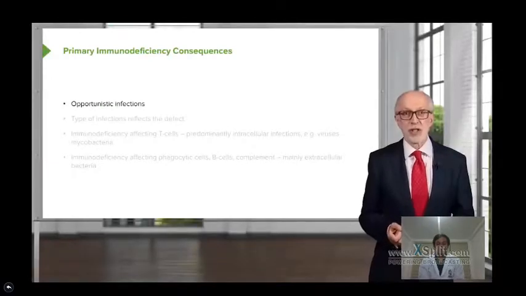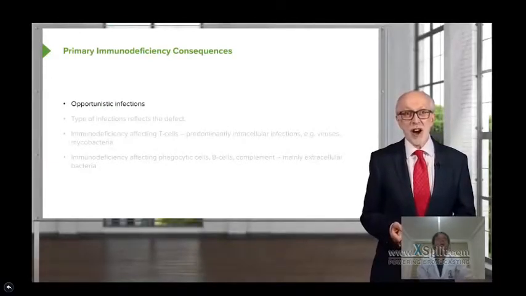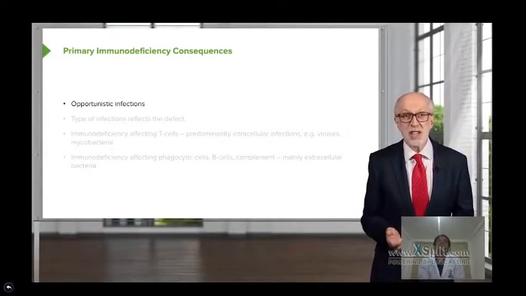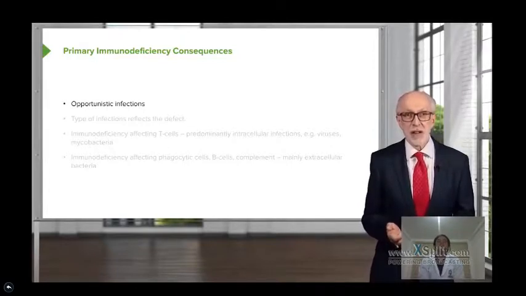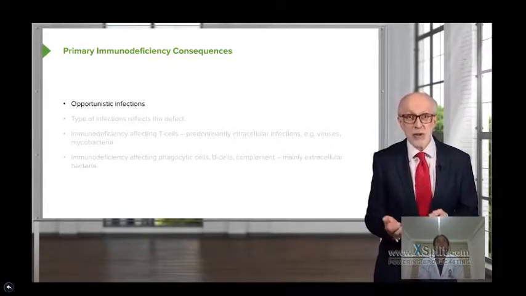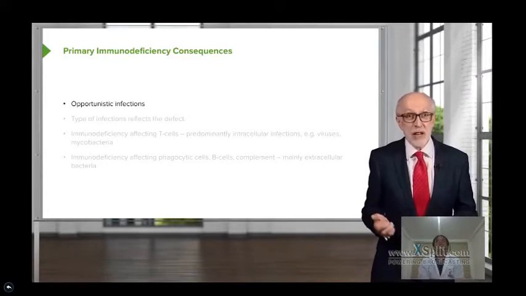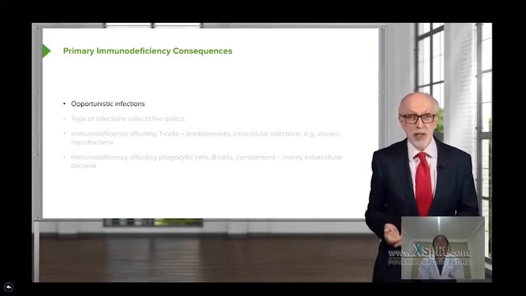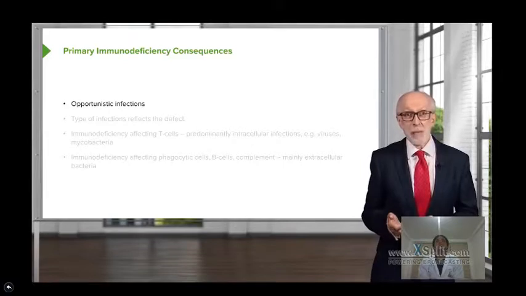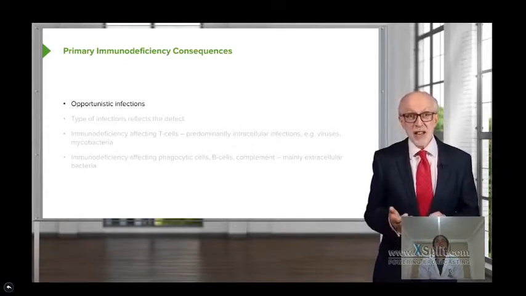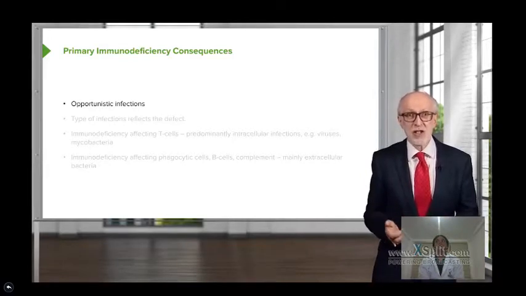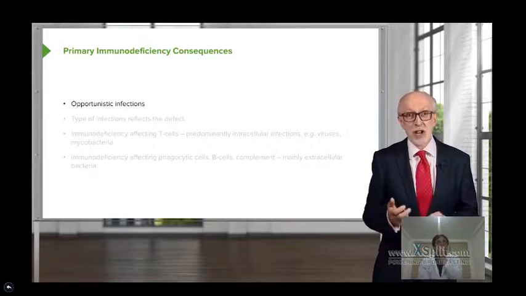The consequences of primary immunodeficiency are that we see opportunistic infections. These are infections that most of us, most of the time, are not really troubled by. We will deal with them perfectly adequately. But in patients with primary immunodeficiency, these infectious agents take the opportunity of the fact that there is a defective immune response to establish disease.